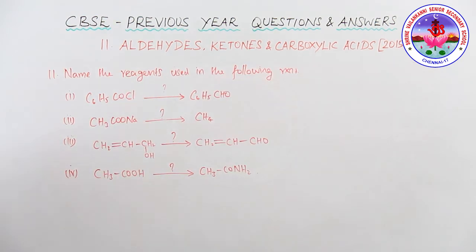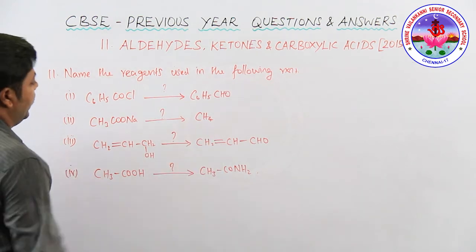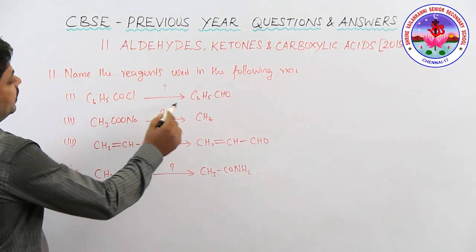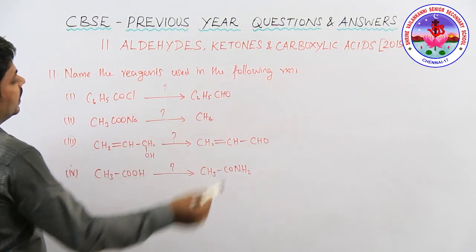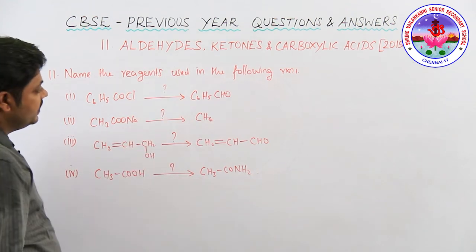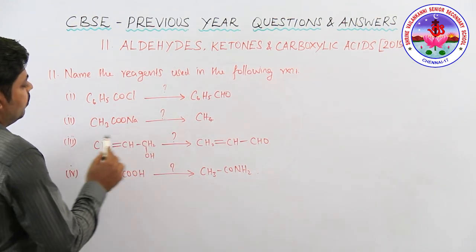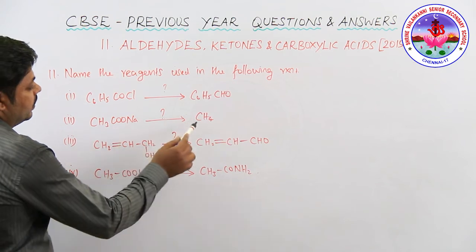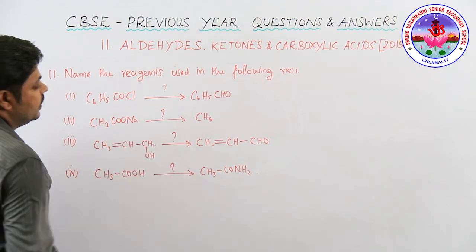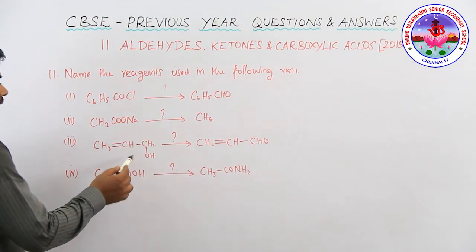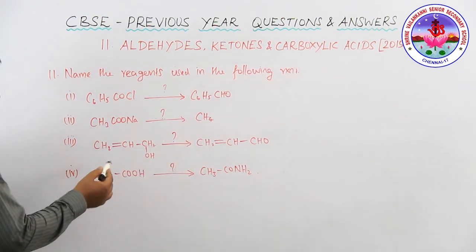Now, name the reagents used in the following reactions. First, benzoyl chloride converts to benzaldehyde. What reagents are used? Then sodium ethanoate converts to methane. What reagents are used? And an alcohol converts to an aldehyde, and questions like this.